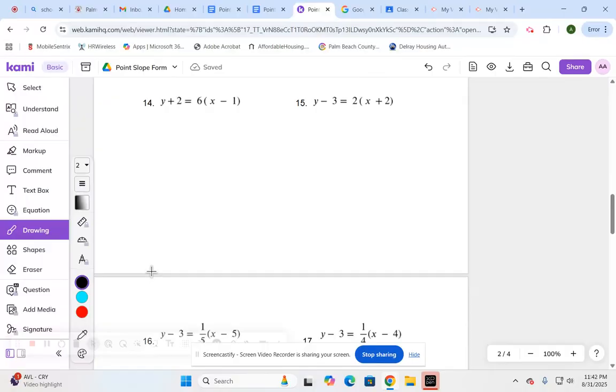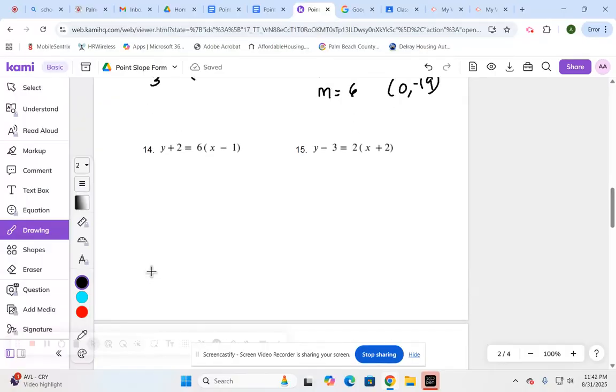All right, number 14. Again, we have to solve it for y. So we have to distribute this side, y plus 2. Let's copy this side. 6x minus 6. Let's subtract 2 from both sides. Y equals 6x minus 8. And now that we have it in slope-intercept form, slope is 6 and the y-intercept is 0, negative 8.